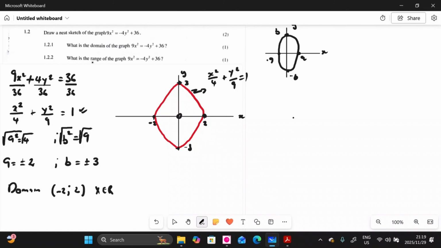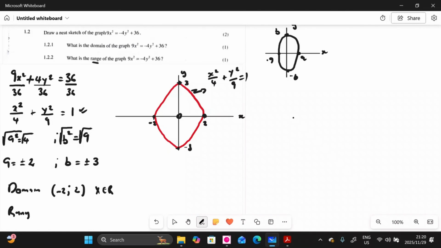As you can see, here's our next question, 1.2.2. They're asking, what is the range of the graph 9x squared is equal to negative 4y squared plus 36? The very same graph that we just drew. Now they're asking about the range. Again, guys, for the range we are looking at the y-axis. So we're looking for the values of y where the graph starts and where it ends.